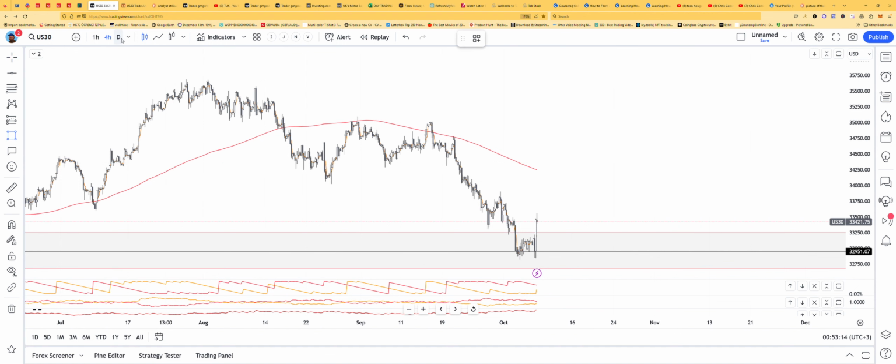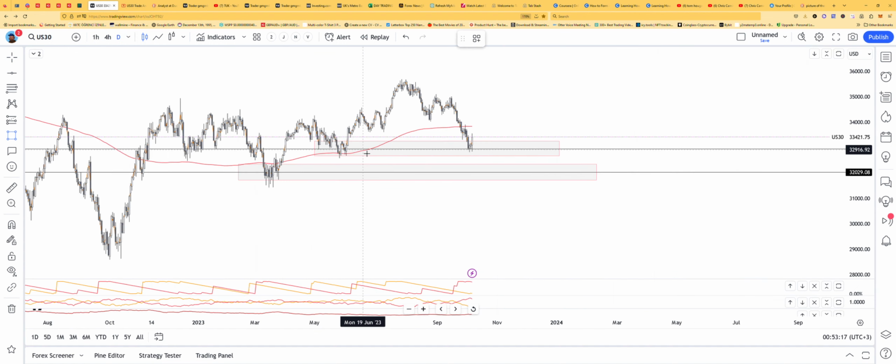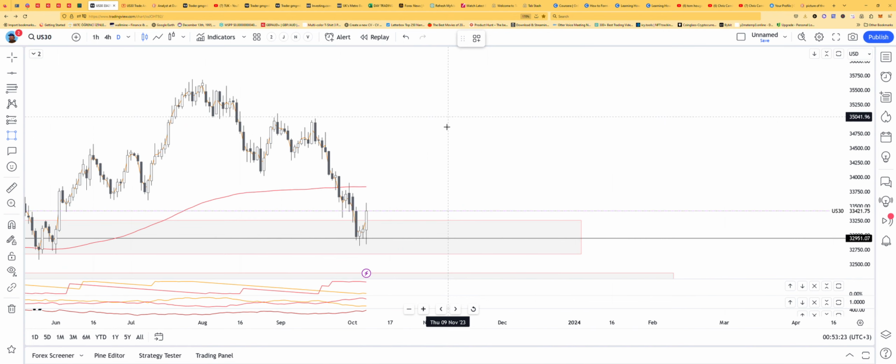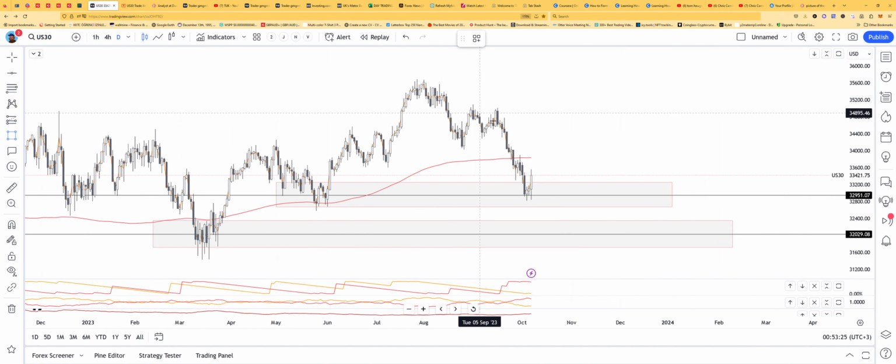Back to the daily. We want to take the potential moves from the daily region. We want to find the potentials from the daily and see what we can do with it. Alright.